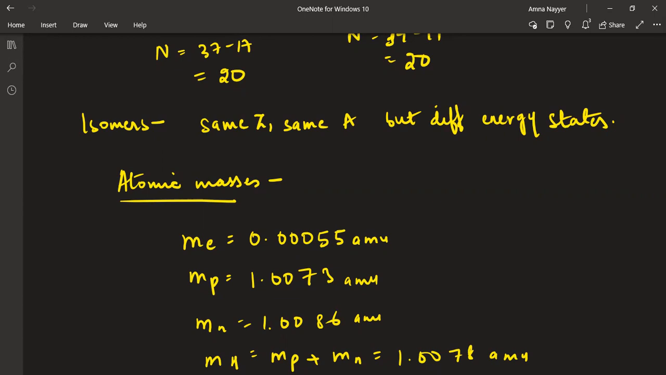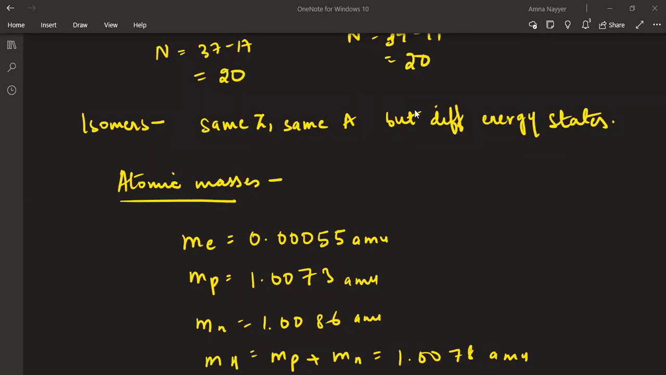The masses of electrons, protons, and neutrons may be required by you in any of the questions. It may be provided to you in a question, but it's better if you directly remember at least these three values. The mass of an electron is 0.0055 AMU. Mass of a proton is 1.0073 AMU. Mass of a neutron is 1.0086 AMU. Fine, these three values you should remember. Now these will be useful when we do mass defect.